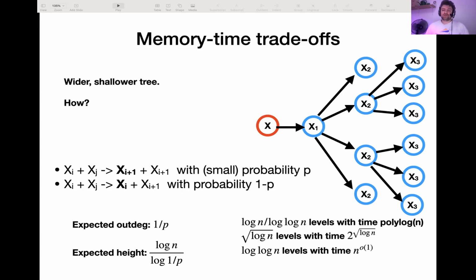someone to become xi plus 1, it doesn't immediately go into the lower level. It goes there only with some small probability. So then the expected out-degree will be not 2, but let's say 1 over p. Then the expected height will decrease, but the time increases. Essentially what we show, for example, is that you can go down to log log n levels, so the space complexity will be log log n, but the time will grow to something sub-polynomial, but super-logarithmic.